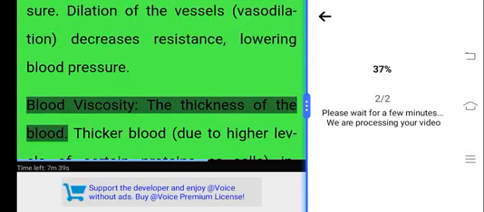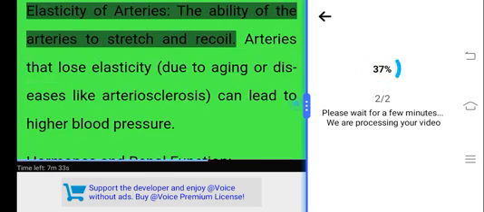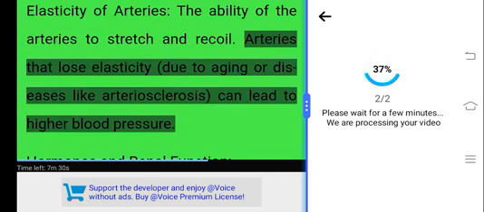Blood viscosity: the thickness of the blood. Thicker blood due to higher levels of certain proteins or cells increases resistance and can elevate blood pressure. Elasticity of arteries: the ability of the arteries to stretch and recoil. Arteries that lose elasticity due to aging or diseases like arteriosclerosis can lead to higher blood pressure. Hormones and renal function.